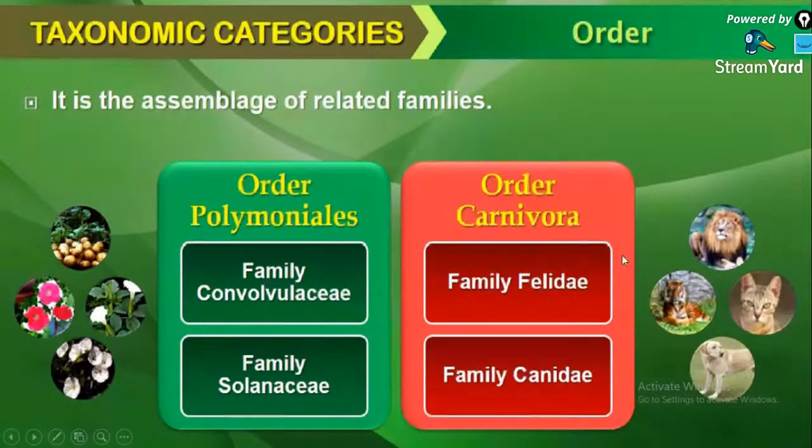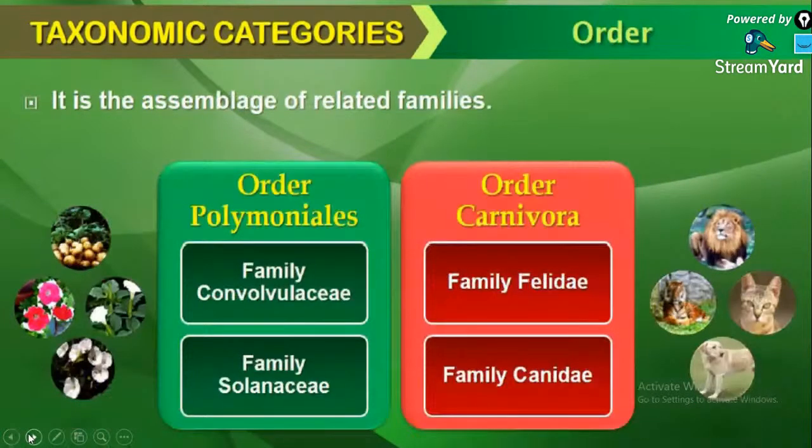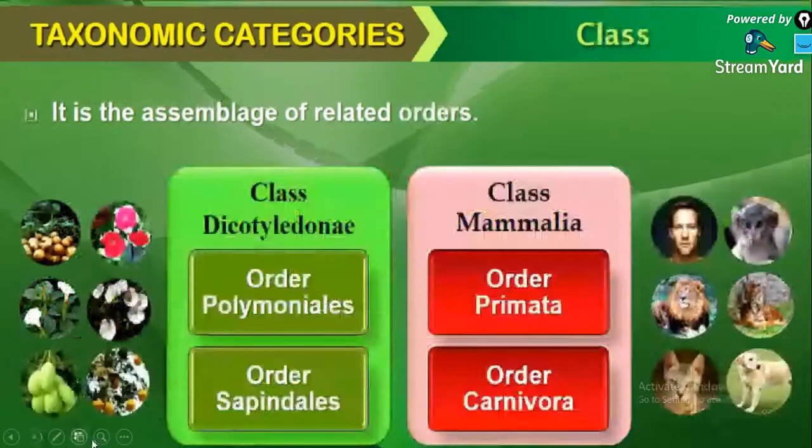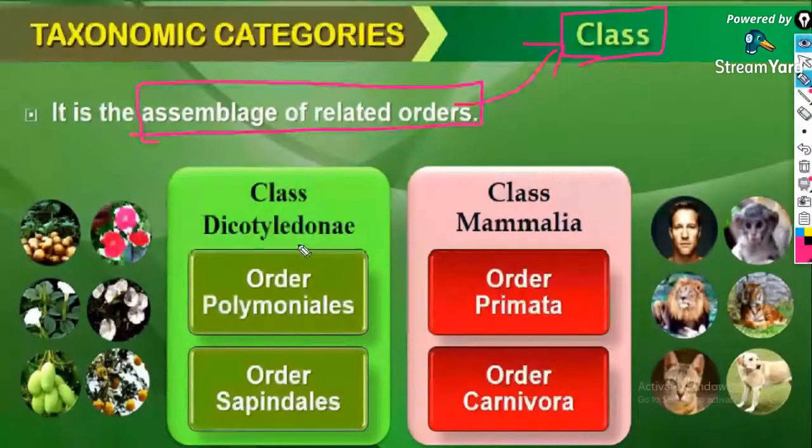Look, lion and cat were different in case of species. When it came into order, they become the same. When they come into class, in case of species, all these six plants were different. But when it came into class, the assemblage of related orders constitutes the class. The orders Sapindales, Polemoniales, all these come under the class Dicotyledonae. And Primata and Carnivora, all these come under the class Mammalia.